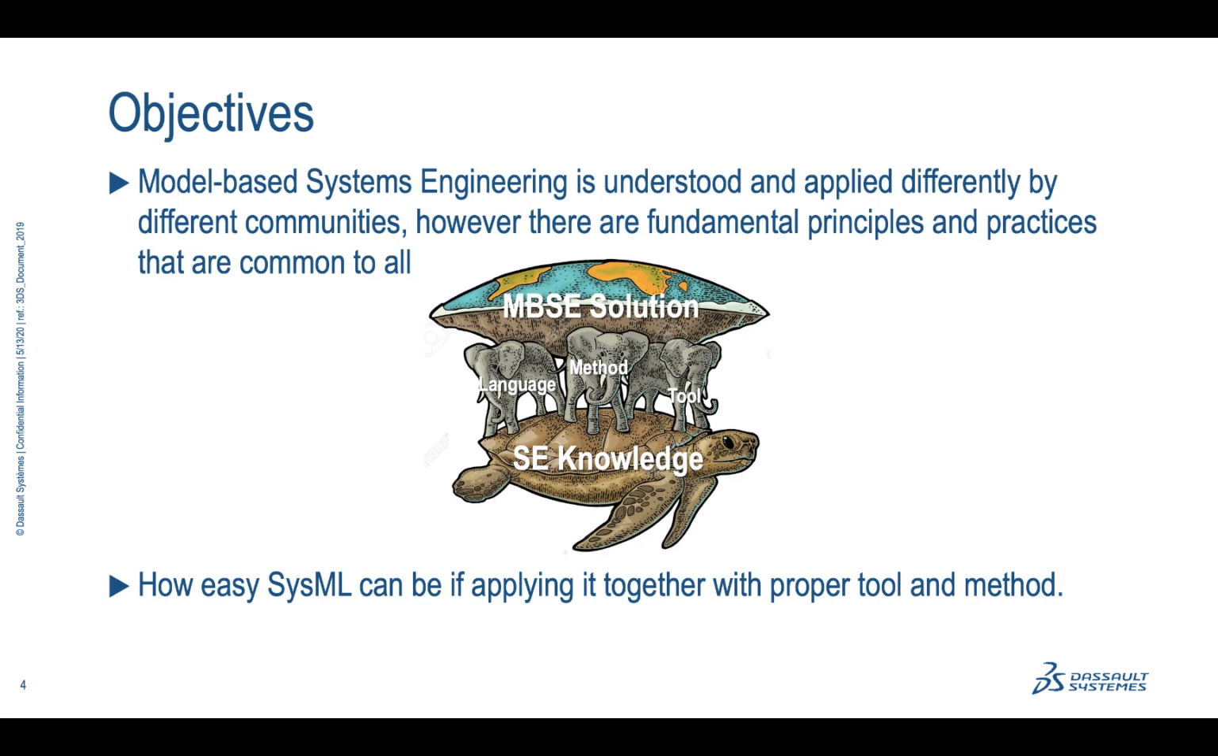First of all, I would like to introduce you to the objectives of this webinar. Our objective is to demonstrate the three core elements to establish a successful model-based systems engineering solution and model-based systems engineering culture within an organization. They are language, method, and tool, and only by using all three in combination can successful results be achieved. We also want to show how easy Systems Modeling Language, one of the elephants, can be if applied together with the proper tool and the method.